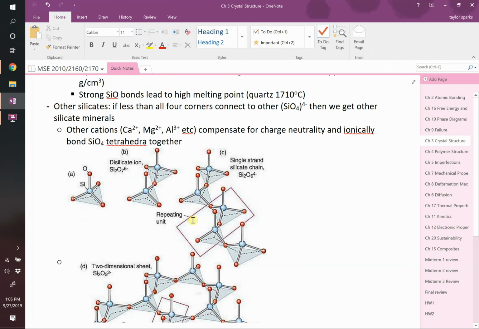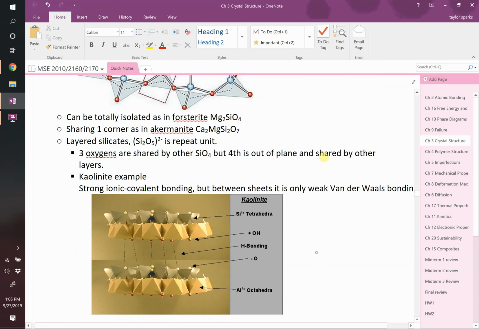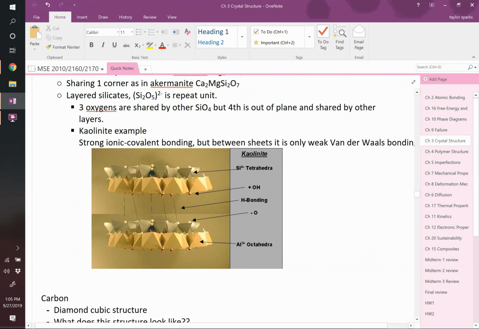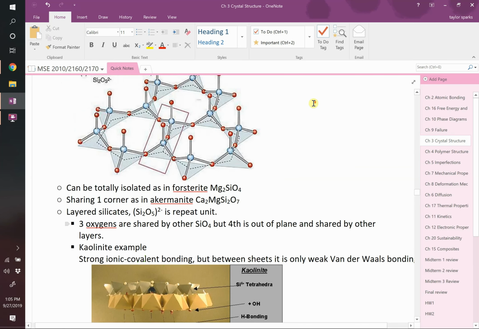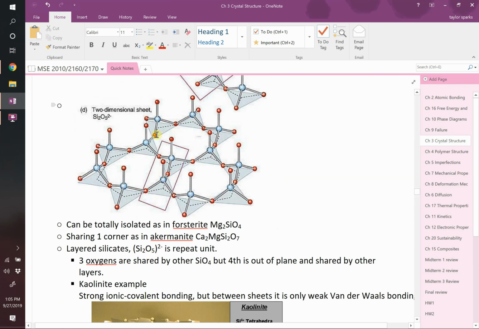Now, clays are a specific type of silica. How clays work is they typically almost always have a layer of this silica, right? These things are put together in rings, just like we saw right here. You got these Si2O5 sheets like this.